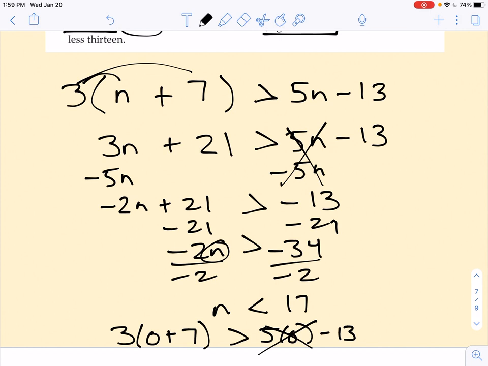And I could even stop and just look at the left side here and say I have 3 times 0 plus 7. Well, that's going to be a positive number. Doesn't matter what it is. It's 21, but I knew it was positive, so as long as it's bigger than a negative number, which it is, that means that, hey, we did this right.